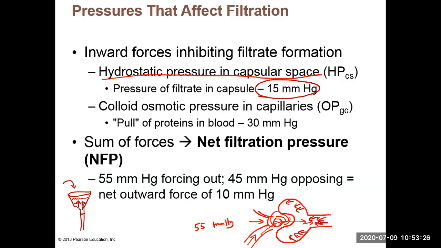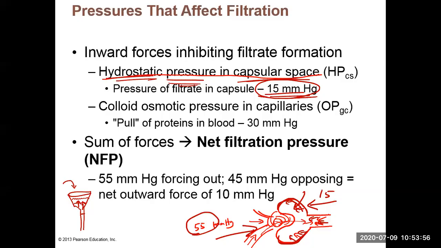This is called hydrostatic pressure in the capsular space. Well, where is the capsular space? Just right here. So it's not an open space; they're going to come into contact with these walls right here, which is equivalent to about 15 millimeters Hg. So you've got 55 going this way. The opposing force is 15.